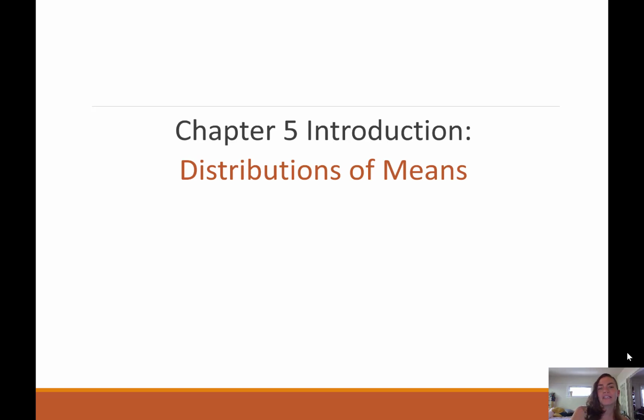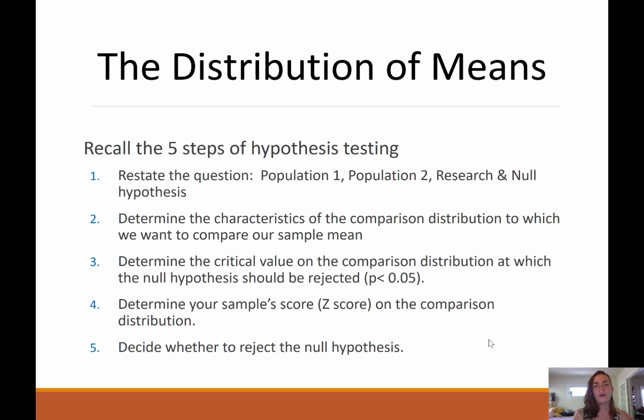Hi, today we're going to talk about the distribution of means, which is introduced in Chapter 5 of your textbook. And this becomes important because it becomes the comparison distribution for the statistical test that we'll be conducting in this class. So specifically, if you recall the 5 steps of hypothesis testing, in step 2 of hypothesis testing, we need to determine the characteristics of the comparison distribution.